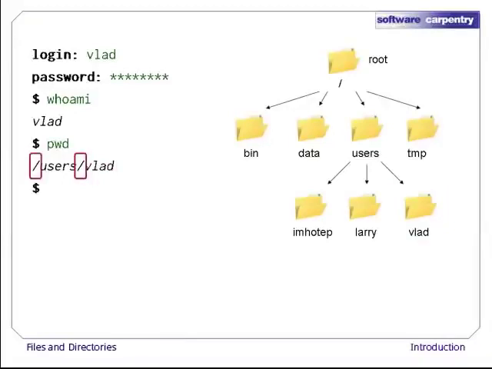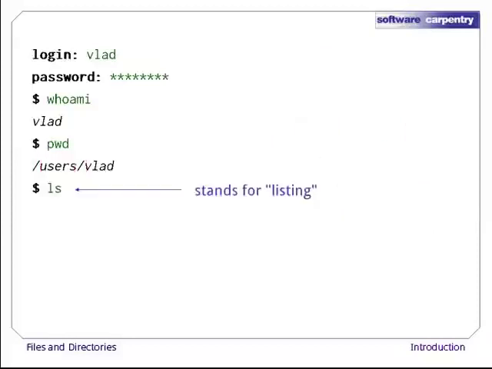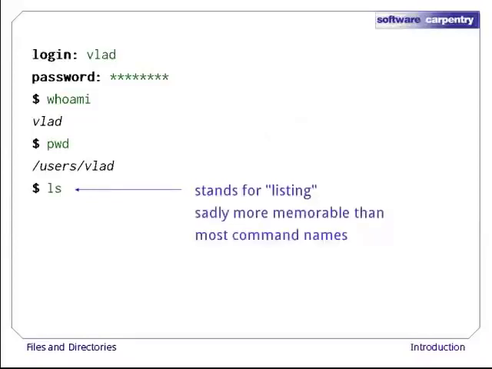Notice, by the way, that there are two meanings for the slash character. When it appears at the front of a file or directory name, it refers to the root directory. When it appears inside a name, it's just a separator. Let's see what's inside Vlad's home directory by running ls, which stands for listing. It's not a particularly memorable name, but as we'll see, many others are unfortunately even more cryptic.